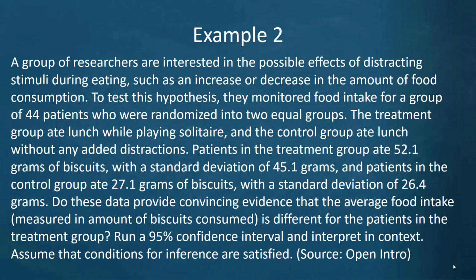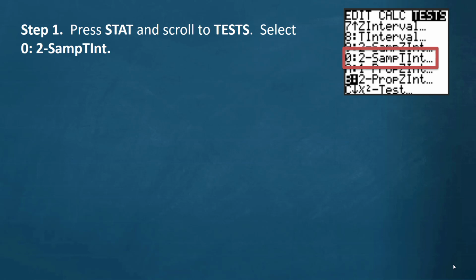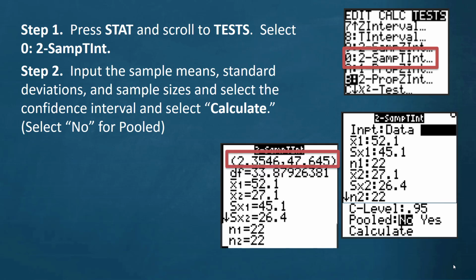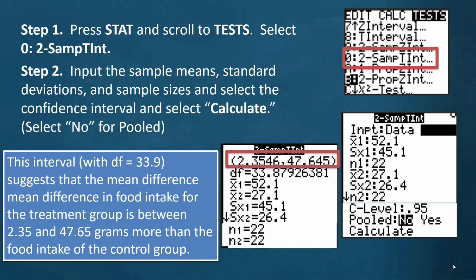And then run a 95% confidence interval and interpret in context. And then we're going to assume that conditions for inference are satisfied. So step 1, we're going to use the TI to do this real quick. And if you're not using TI, you can scroll through this. You're going to put in your summary statistics. Again, unpooled, and there's our interval from 2.3546 to 47.645.